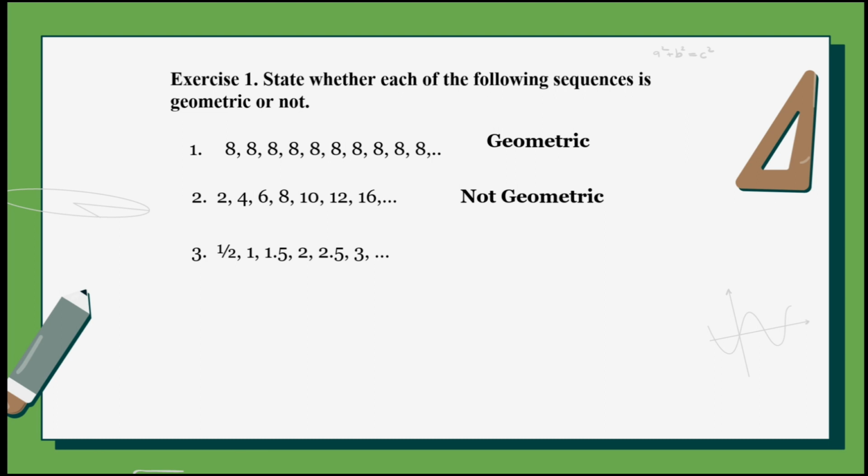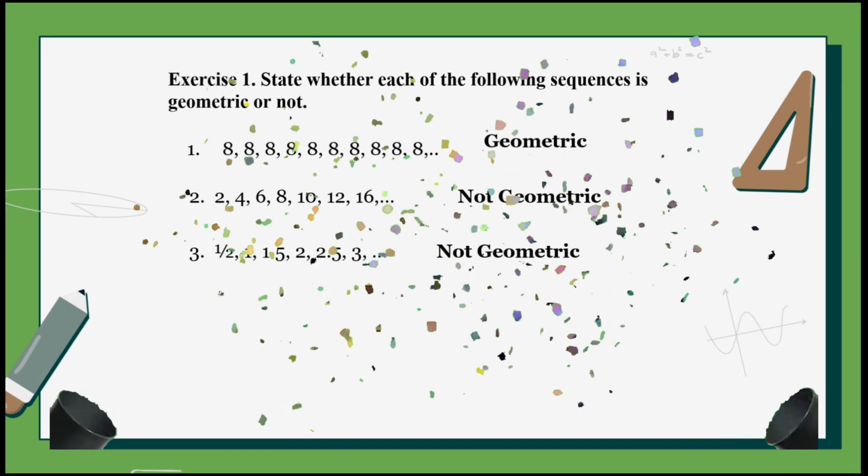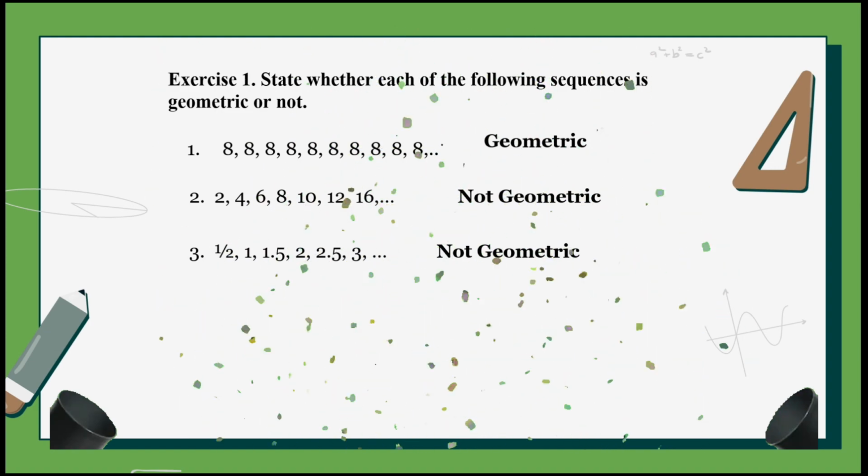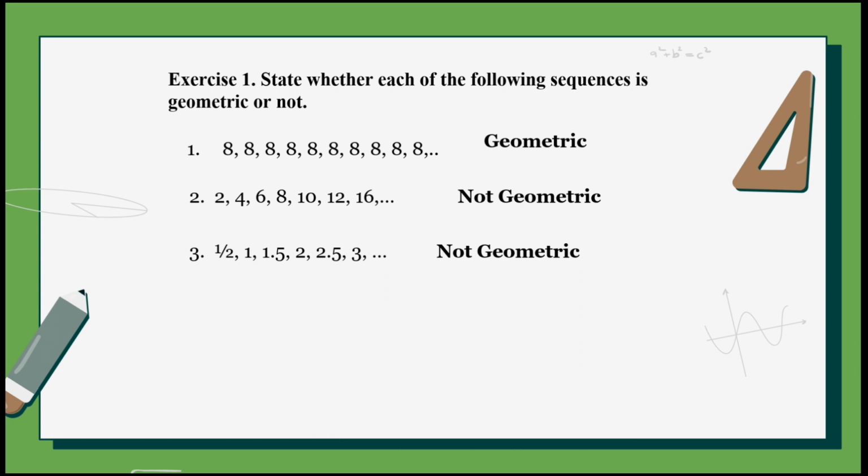1/2, 1, 1.5, 2, 2.5, 3, and so on. Ano nga ba siya? Geometric or not? Tama ka! Hindi ito isang geometric sequence. Bakit nga ba? So, the difference between consecutive term is 0.5 or 1/2, which is constant. However, walang common ratio between terms. Thus, hindi ito isang geometric sequence.